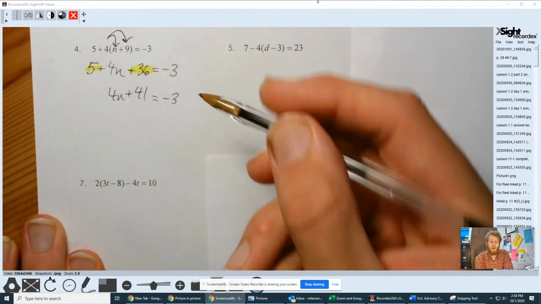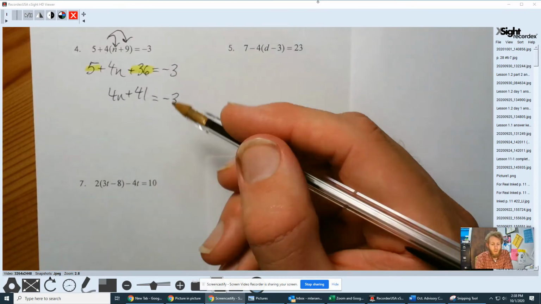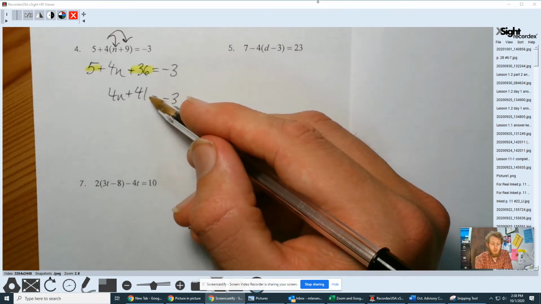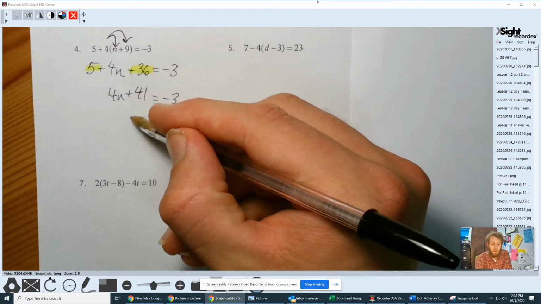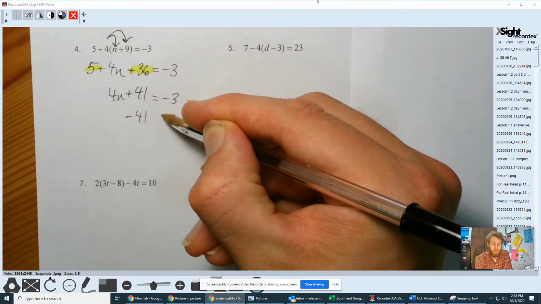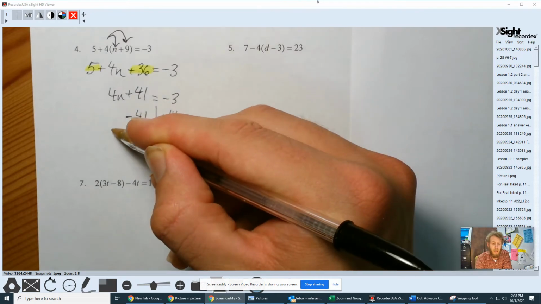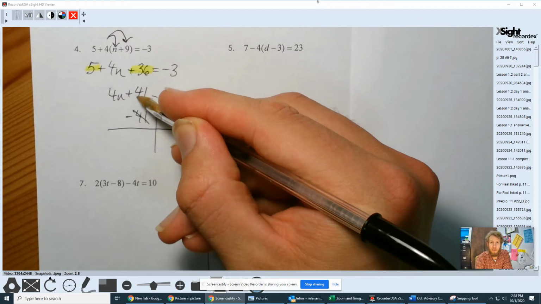And now I'm ready to solve the problem. What I see is that I have the number 41. I remember that I always have to add or subtract first. Since I see adding, I do the opposite, and I subtract. I'm going to draw a line to show I need to do it on both sides, like this. 41 minus 41 is canceled out.